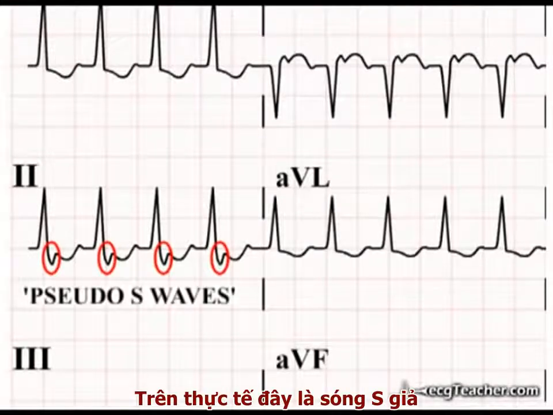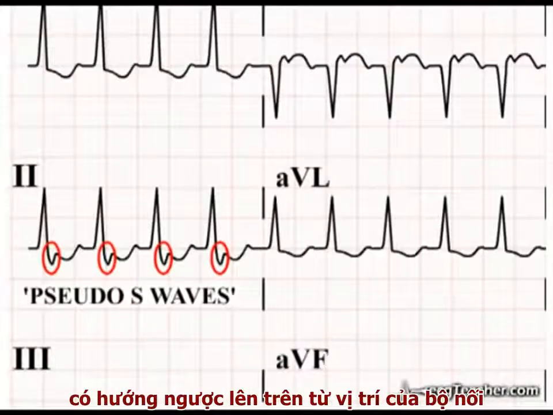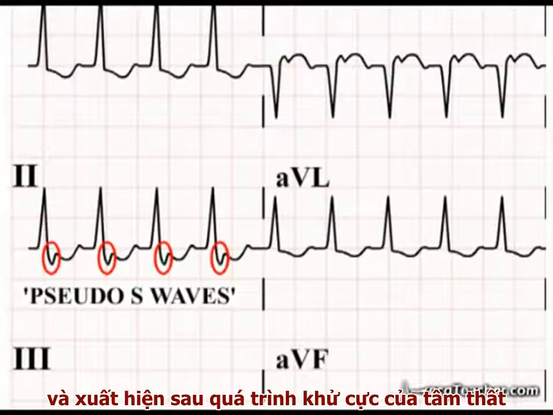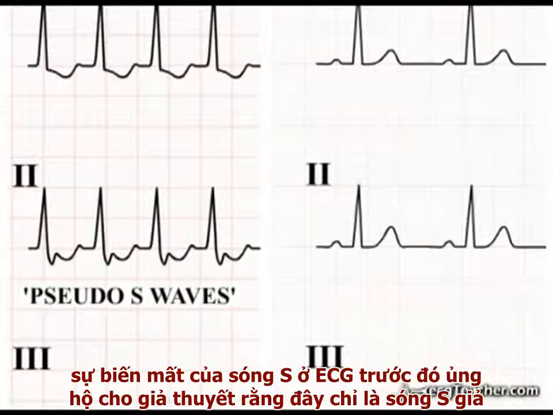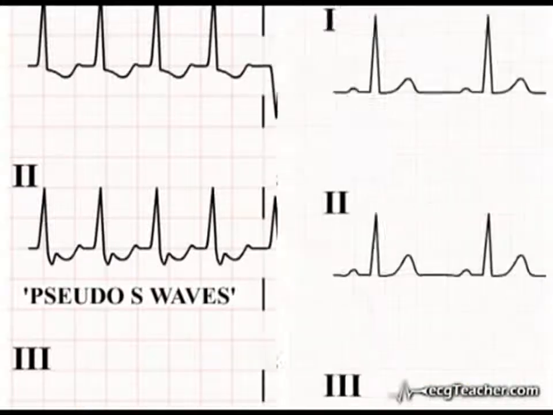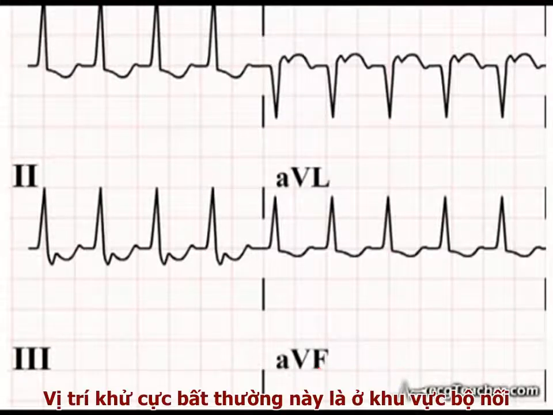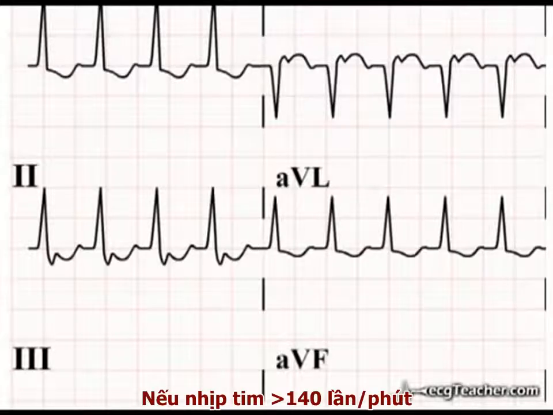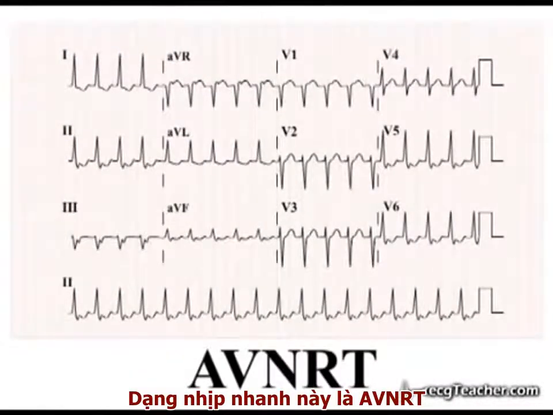In fact, these are pseudo S waves and represent P wave activity as atrial depolarization is spreading upwards from the junctional region and is occurring after ventricular depolarization. The complete absence of S wave activity in lead 2 in the pre and post-attack ECGs supports the contention that these are indeed pseudo S waves. As we've seen, this pattern of atrial depolarization supports the contention that the abnormal depolarization focus is junctional in location. At a heart rate greater than 140 beats per minute, the nature of the depolarizing focus within the junctional region is reentrant. This tachyarrhythmia is AVNRT.